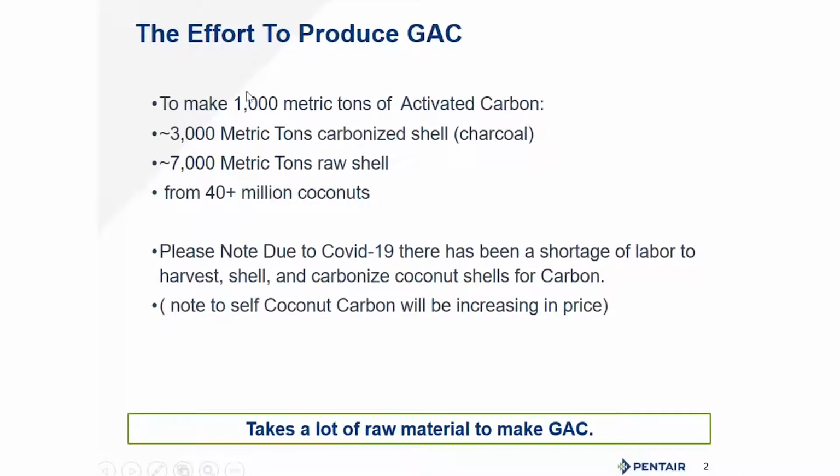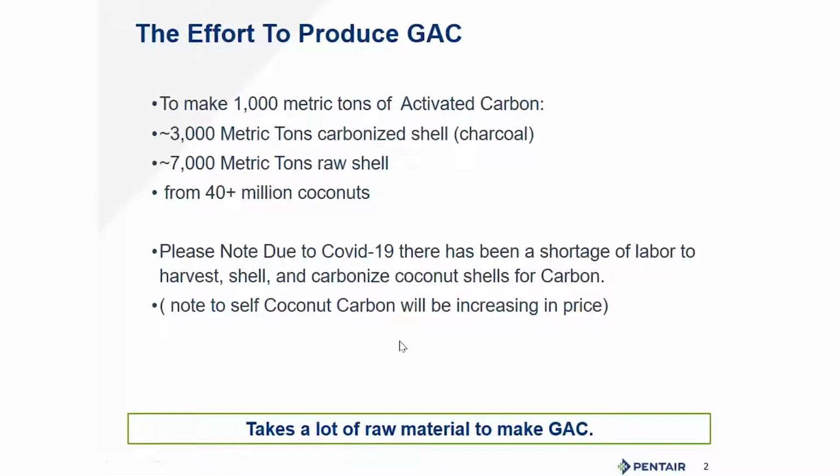And this is for 1,000 tons of activated carbon, and that's just a drop in the bucket of what the world consumes. That's a lot of coconuts going into our filter systems. But please note, it's that time of year: due to COVID-19, there's been a labor shortage in the coconut groves around the world. Therefore, this cascades into an issue with getting carbon made out of coconut shell. If I was a gambling person, I would wager heavily on seeing an increase in price in coconut carbons out there in the marketplace.